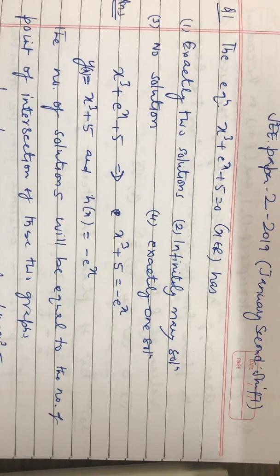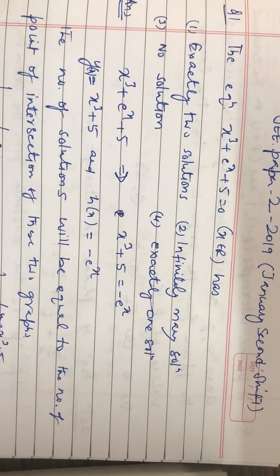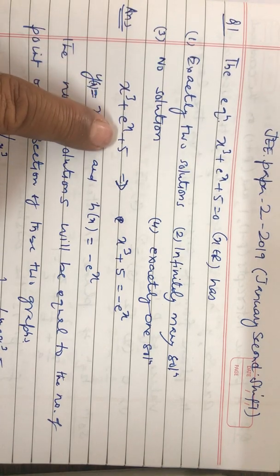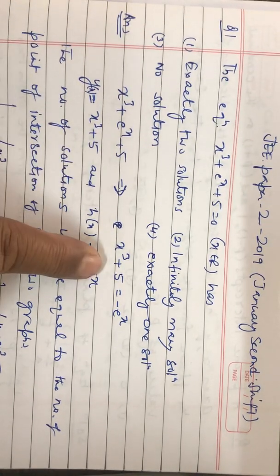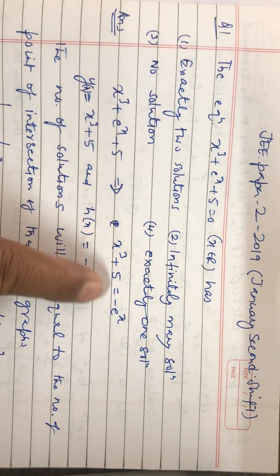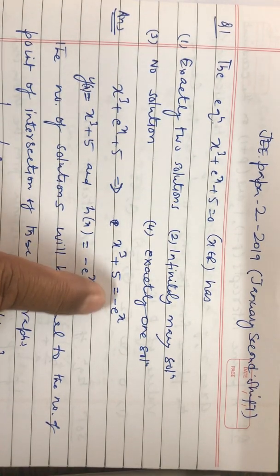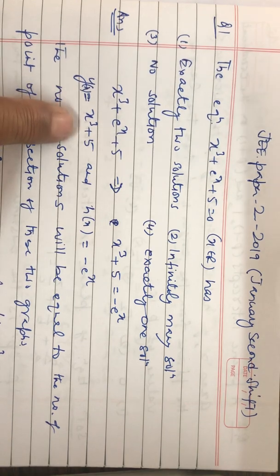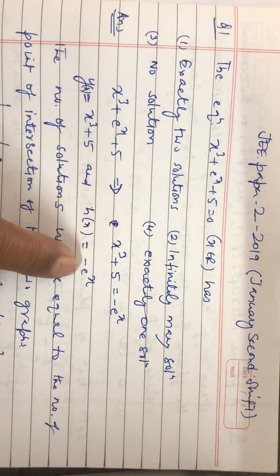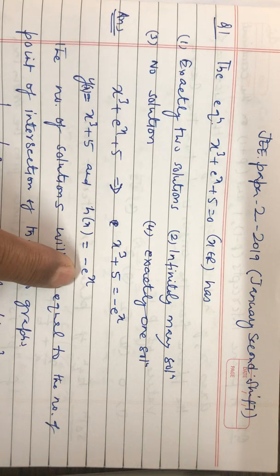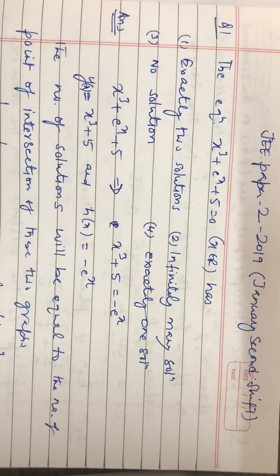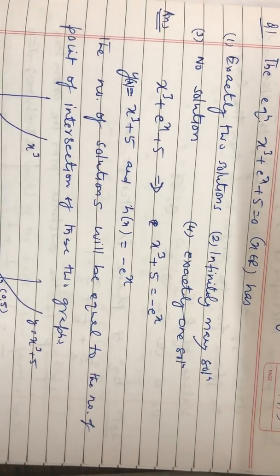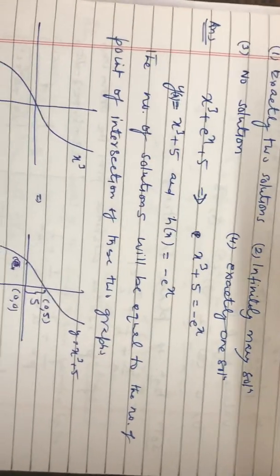Now what I've done is, we have x cube plus e to the power x plus 5 equal to 0, which I can write as x cube plus 5 equal to minus e to the power x. Let me take x cube plus 5 as one function, y of x, and the other function, h of x, equal to minus e to the power x. Now the number of solutions will be the number of points of intersection of the two graphs.